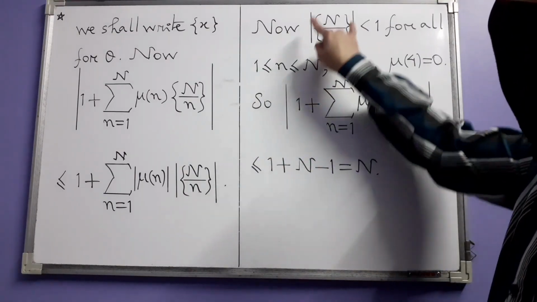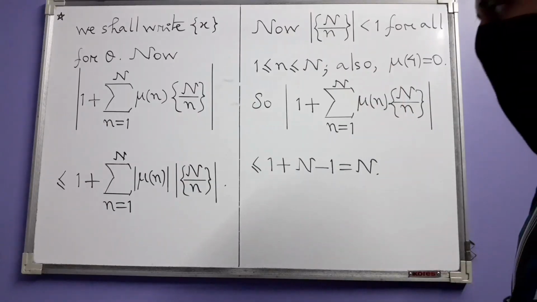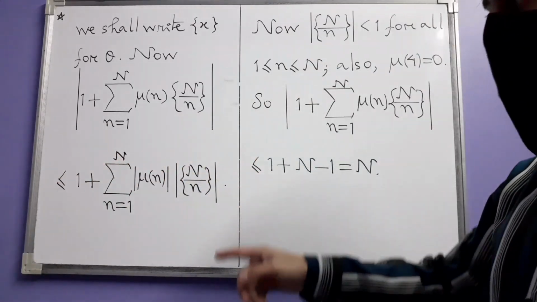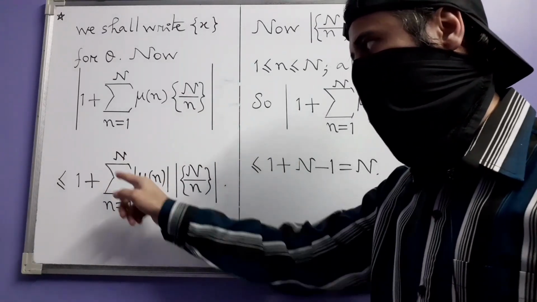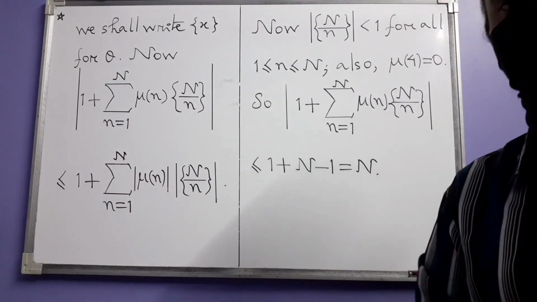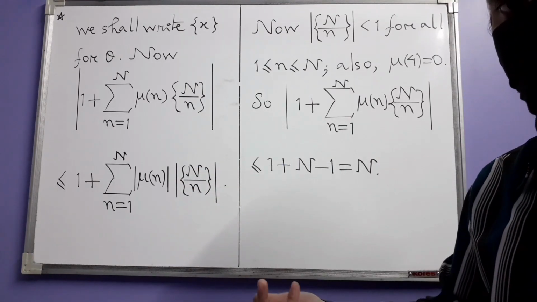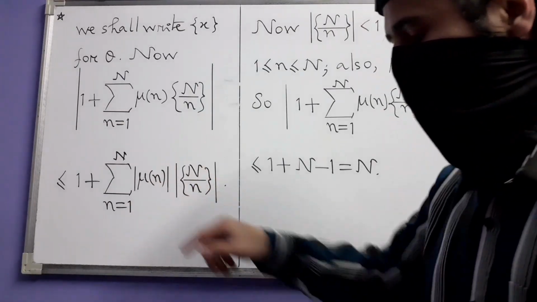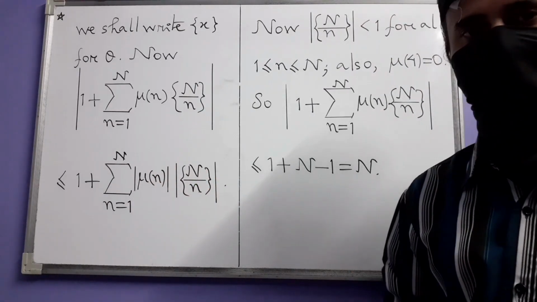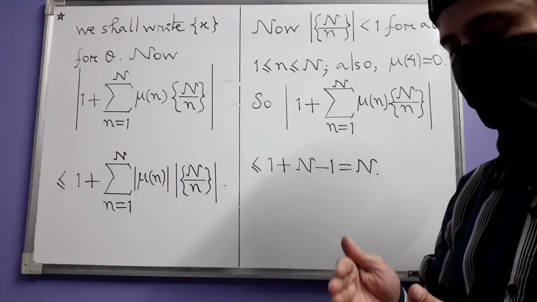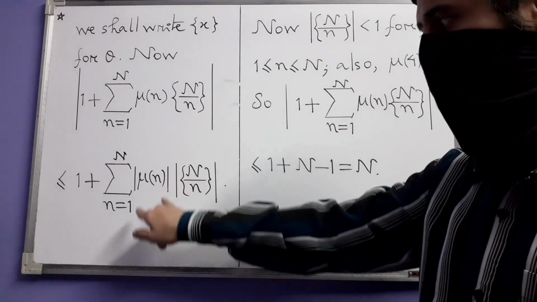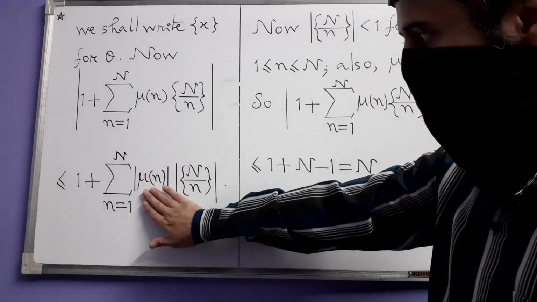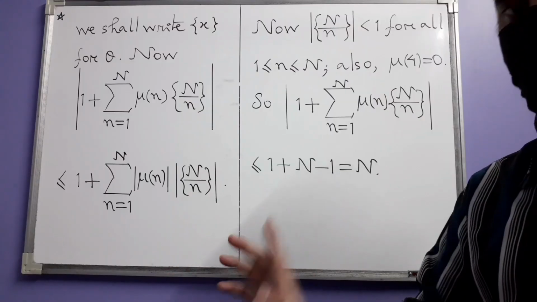In every term, this part is less than 1. So if we use this inequality in those terms, we get the fact that this entire thing is less than or equal to 1 plus summation mod mu n. In place of this there will be nothing because we have replaced that by 1. Now what about these absolute values of mu n? You go back and see the definition of mu n. Every mu value is either 0 or minus 1 or 1. But because we have absolute value, so it's either 0 or 1. So at most each such mu value will be 1. Either it's 0 or 1.